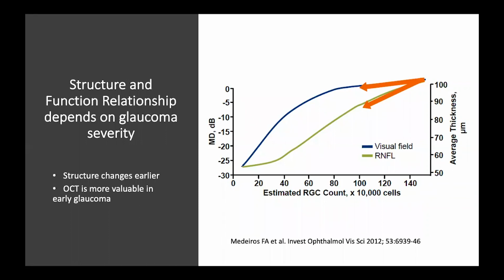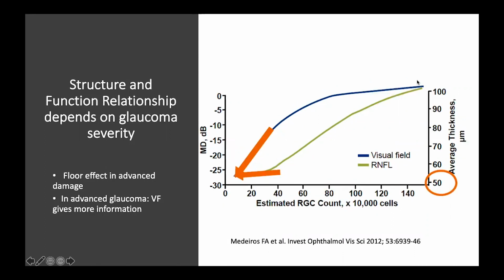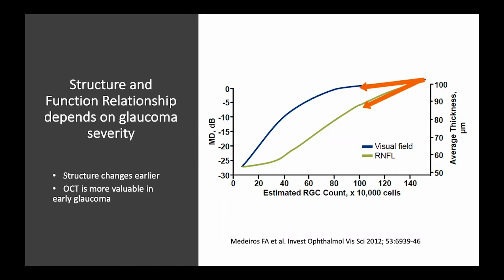What we know is that in early glaucoma, like in here, in which the thickness is still very good at the beginning of the neuropathy, the structure changes earlier, and it's very good at detecting damage. You can see in green the structure, in blue the function. So structure changes first. That means that OCT has more value in early stages of glaucoma.